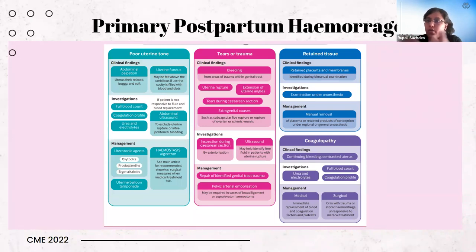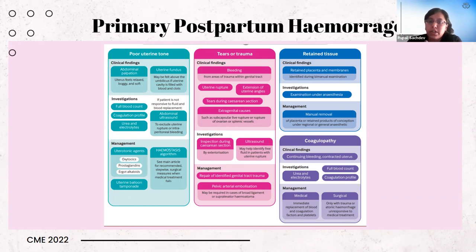What are the investigations you want to do? Obviously, you will do a full blood count. You'll do a coagulation profile. You'll do the urea and electrolytes. If the patient is not responsive to fluid and blood replacement, you will do an ultrasound. You have to exclude any uterine rupture or intraperitoneal bleeding.